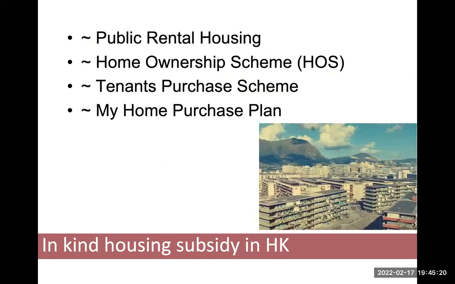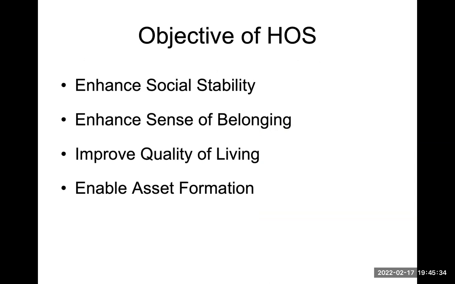And we can see the in-kind housing subsidy in Hong Kong that may include public rental housing, the home ownership scheme, the tenants purchase scheme, and my home purchase plan. These are all the objectives and main schemes for public housing. The main objectives of home ownership schemes are to enhance social stability and the sense of belonging, improve the quality of living, and enable housing asset formation.